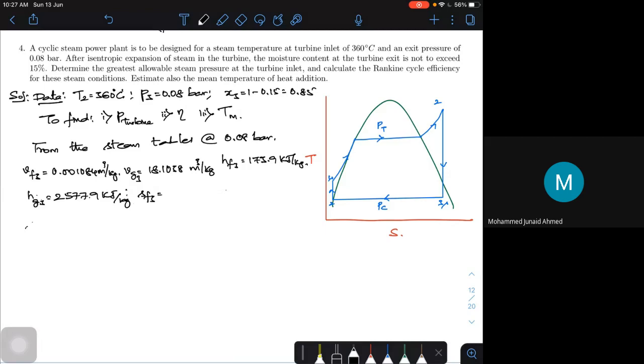What is SF3? 0.5926 kilojoules per kg degree Kelvin. What is SG3? 8.2295 kilojoules per kg Kelvin.